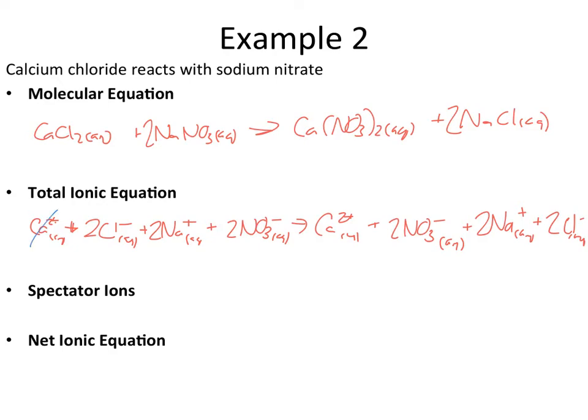So if we're going to go ahead and cross out all the things that we see on one side, well, I see calcium here in 1, 1. I have two chlorides, I have two chlorides. I have two sodiums, I have two sodiums. I have two nitrates. I've crossed everything out. Technically, all of them are spectator ions. So what is our net ionic equation?